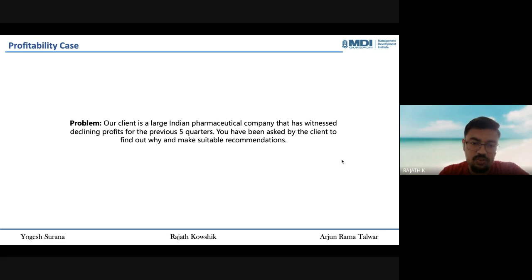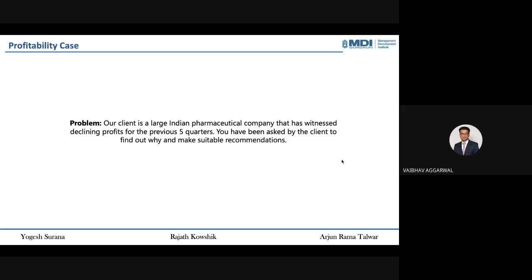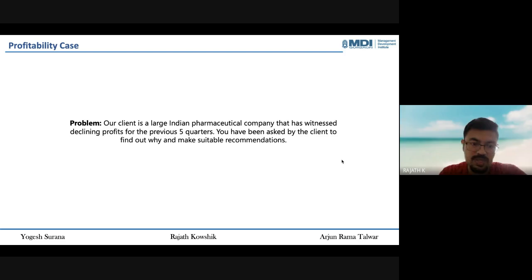What will be a first set of questions that we'll need to know or answer in order to find out what the underlying issue is? So Rajat, I would start with whether this particular decline of profit is specific to the Indian company, or is it something we are witnessing in the industry as well? Right. So this is specific to our client, so it's a micro problem.